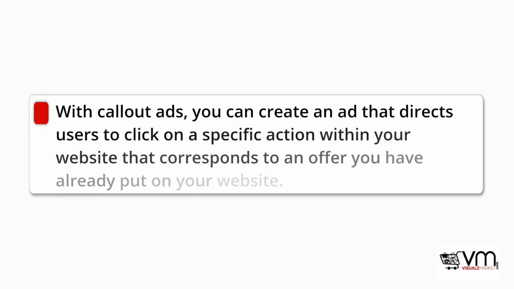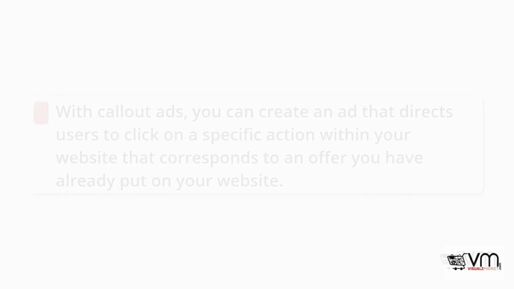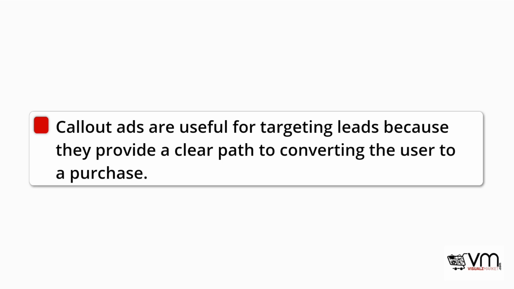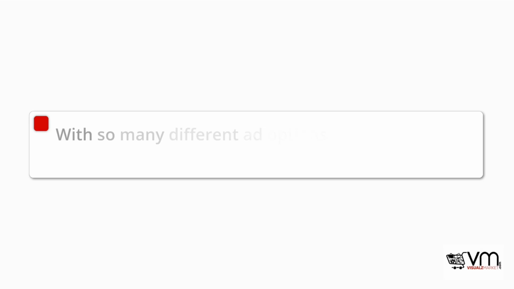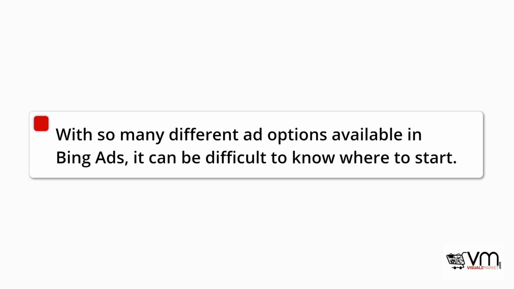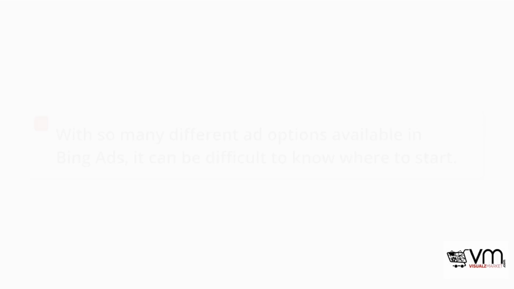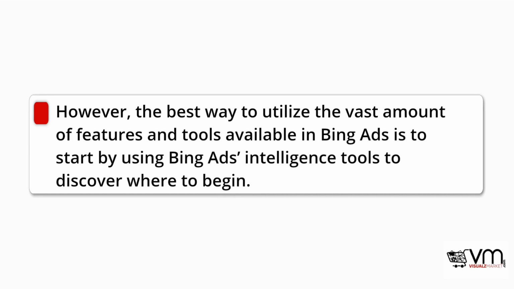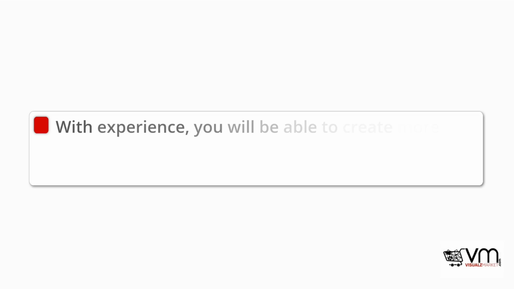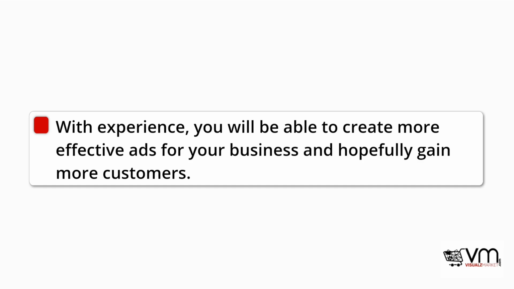With callout ads, you can create an ad that directs users to click on a specific action within your website that corresponds to an offer you have already put on your website. Callout ads are useful for targeting leads because they provide a clear path to converting the user to a purchase. With so many different ad options available in Bing ads, it can be difficult to know where to start. However, the best way to utilize the vast amount of features and tools available in Bing ads is to start by using Bing ads intelligence tools to discover where to begin. With experience, you will be able to create more effective ads for your business and hopefully gain more customers.